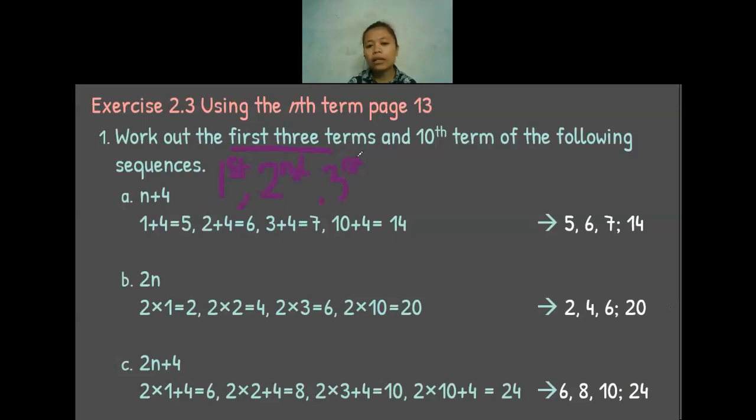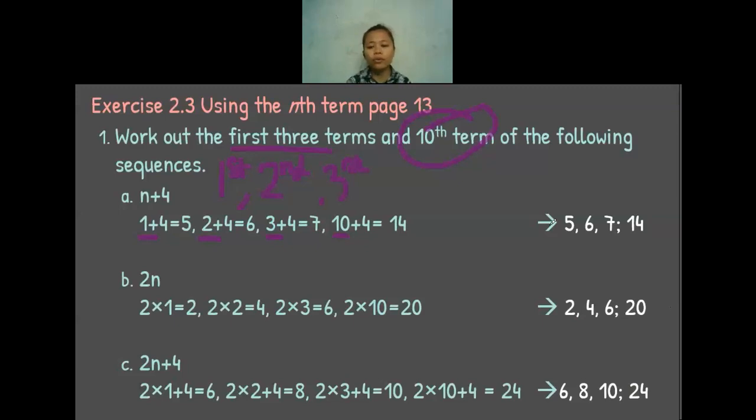And then there is another additional sentence. We have to find the 10th term. So it means the letter n we will be replacing with number 10. That's why here, n plus 4 will be 1 plus 4, 2 plus 4, 3 plus 4, and 10 plus 4. You can count it one by one. So the answer will be 5, 6, 7, and also 14 for question 1A.